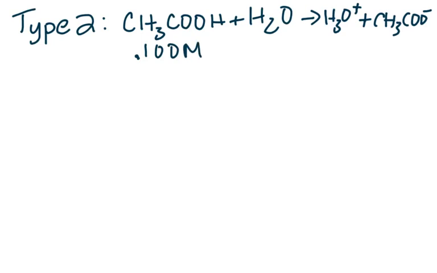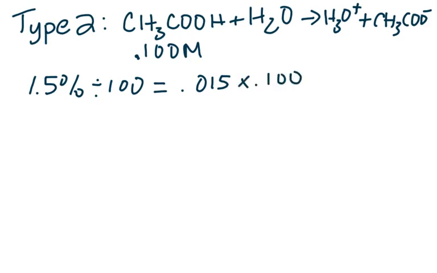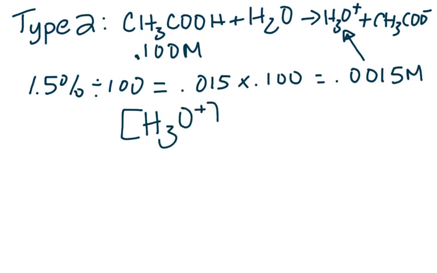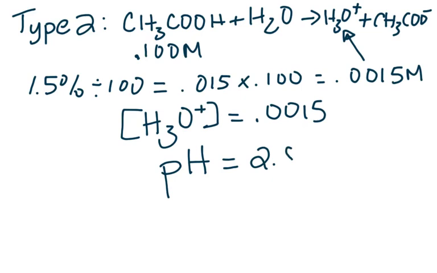Now we're going to take our 1.5%, divide it by 100, so we get 0.015, and I'm going to times it by the 0.1 in the question, which is our original concentration, and I get 0.0015 molar. So this ends up being our concentration of H3O plus. So H3O plus equals 0.0015, and then you take the log of it, it'll be negative, and then you make it positive and your pH is 2.82.